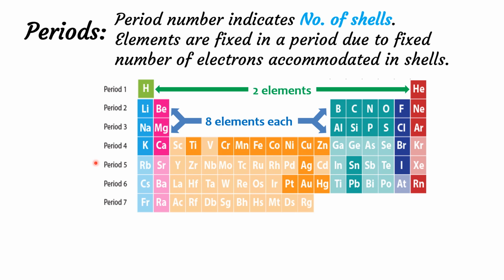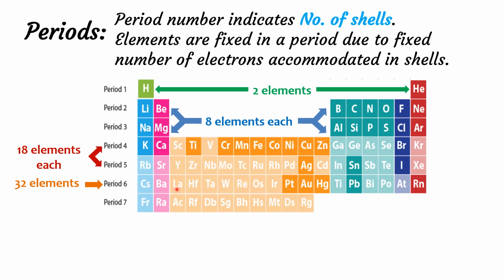Periods 4 and 5 are both known as long periods. Both have 18 elements each. Fourth period starts from atomic number 19 to 36 and fifth period starts from atomic number 37 to 54. Sixth period contains 32 elements. It starts from atomic number 55 and ends at atomic number 86.